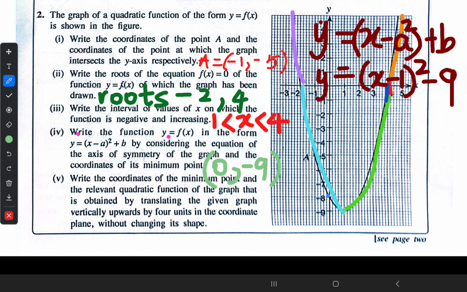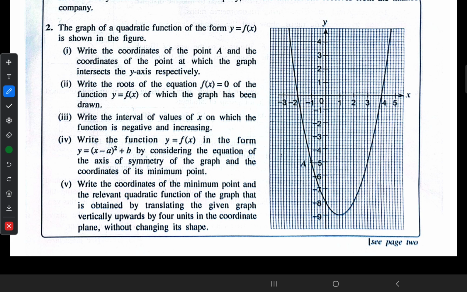What they are talking about is, without changing the graph, they are going to move it 4 units vertically upward. That means 1, 2, 3, 4. Just think the graph is a bucket. You are going to bring that bucket and place it over here, 4 units vertically above. That's the thing they talked about here. The question is very easy. Write the coordinates of the minimum point. We just denoted the minimum point as 0 and negative 9, no problem with that.